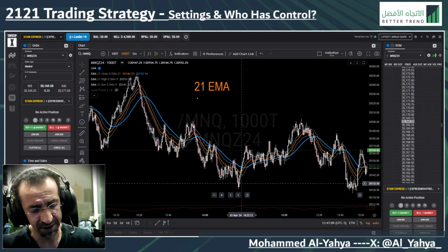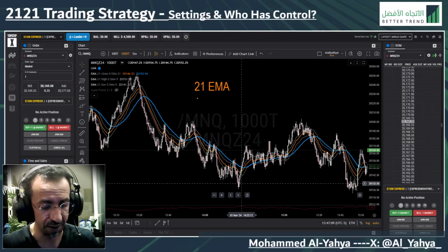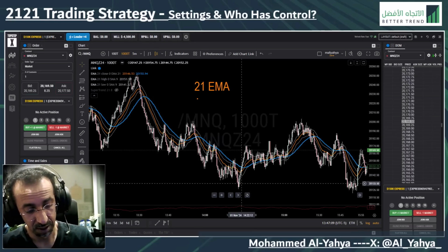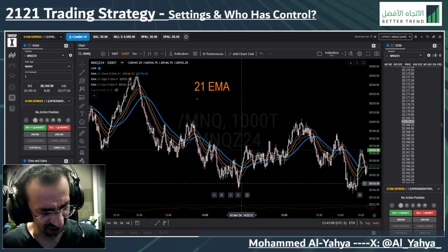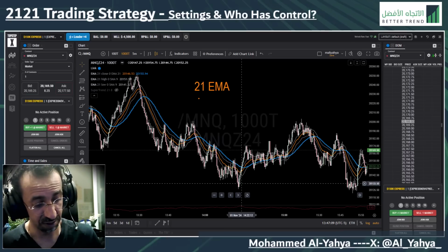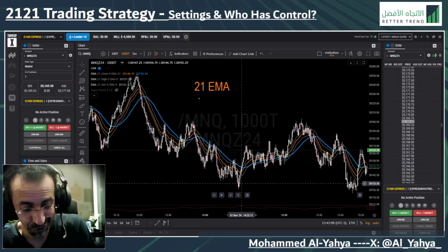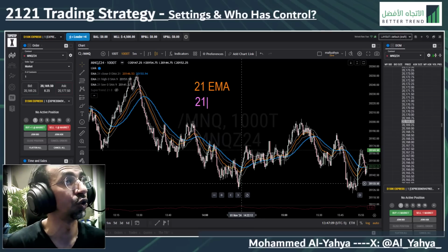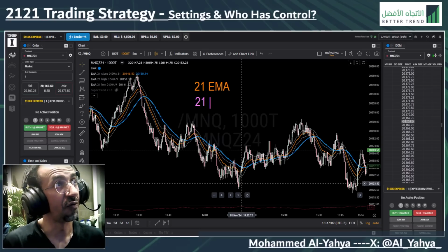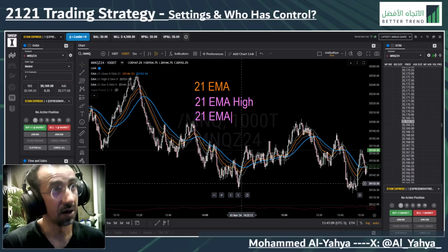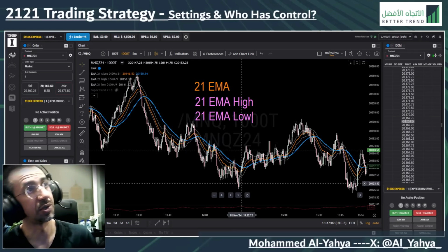And then we have two. I make them gray. You can make one green and the other one red, but I like them to be gray. I don't have gray here, let me see how I do that. Let me make it purple. So purple, it is gray. I don't have gray in this tool. So a 21 EMA for highs, and the other one a 21 EMA for the lows.